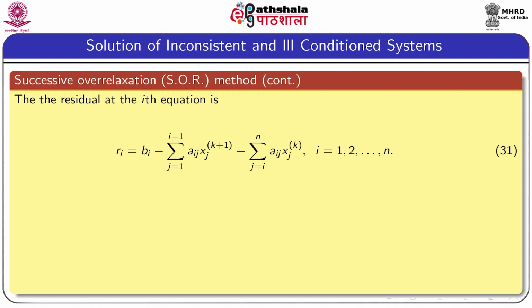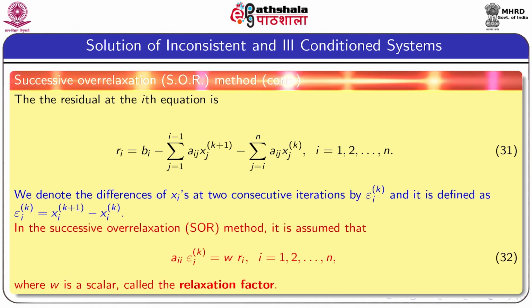The residual at the ith equation is Ri equal to bi minus summation over j equal to 1 to i minus 1, aij xj^(k+1), minus summation over j equal to i to n, aij xj^k. This is true for all i equal to 1 to n. So this is the residual for the ith equation.